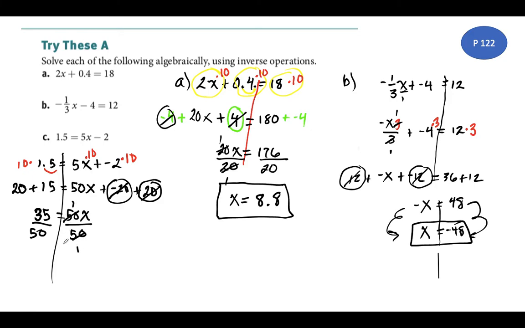Remember, you need a 1, not a 0 here. Because 1 times x is x. 0 times x is 0. You would have nothing. 35 divided by 50, I'm going back to my handy-dandy calculator, and I got 0.7. And again, a decimal in your answer is fine because there was a decimal in the original problem. Let's try another one.